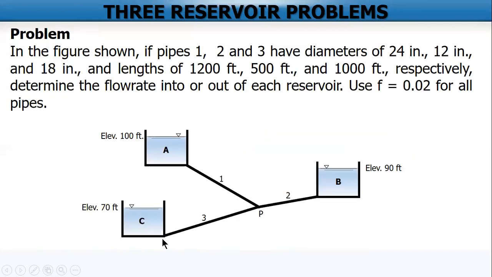Okay. So let us now solve a sample problem. In the figure shown, if pipes 1, 2, and 3 have diameters of 24 inches, 12 inches, and 18 inches, and lengths of 1,200 feet, 500 feet, and 1,000 feet, respectively, determine the flow rate into or out of each reservoir. So Q1, Q2, and Q3. Use F equal to 0.02 for all pipes.